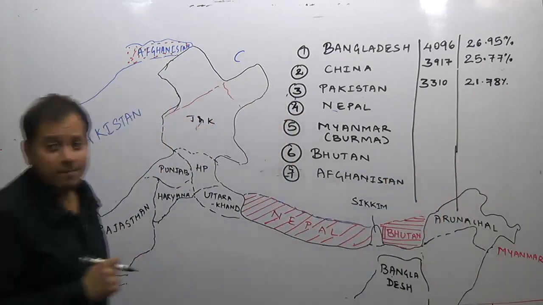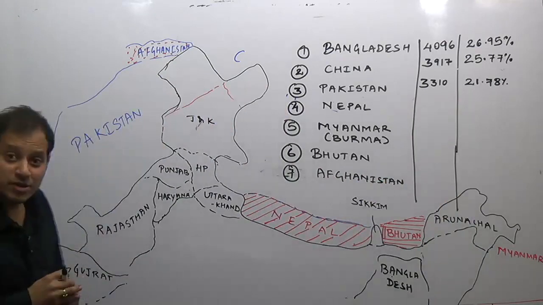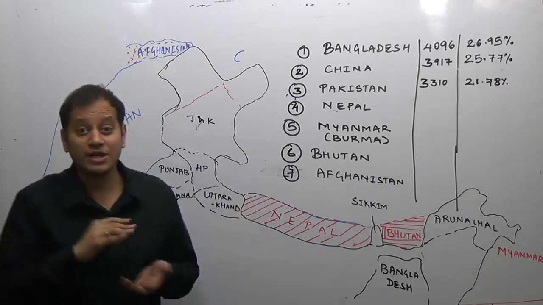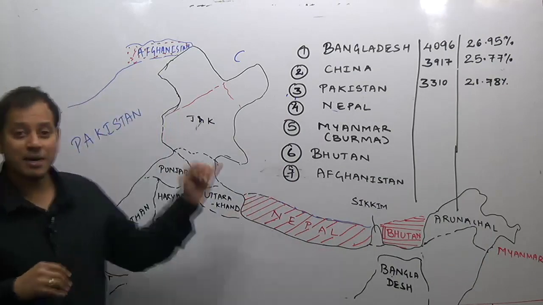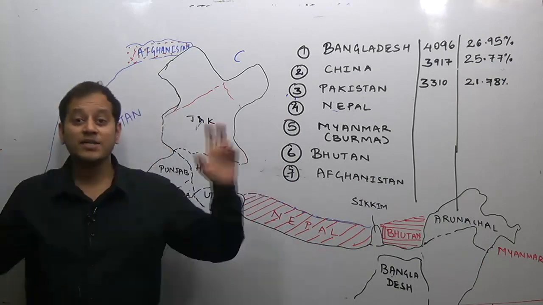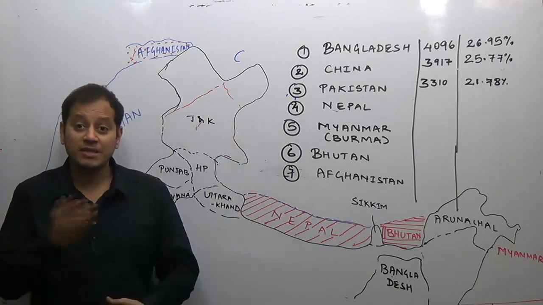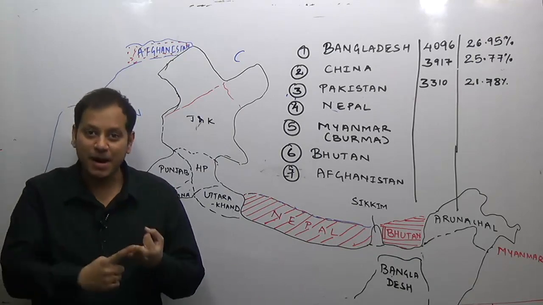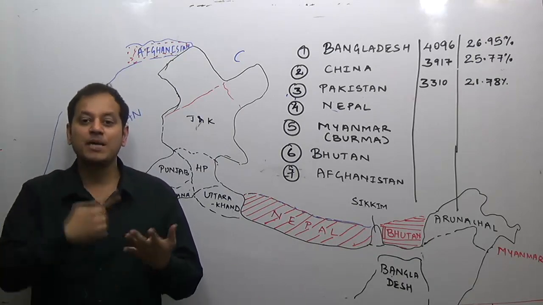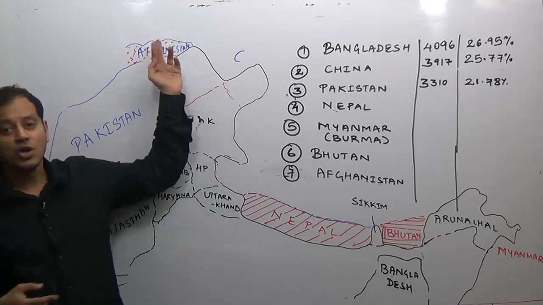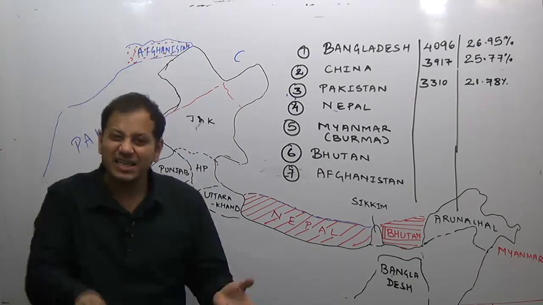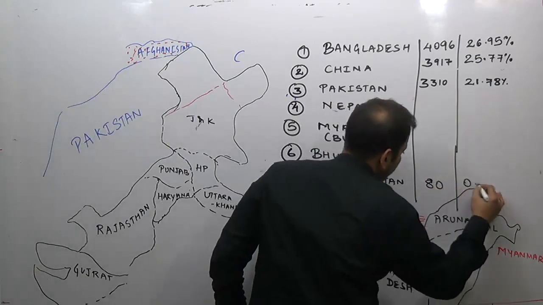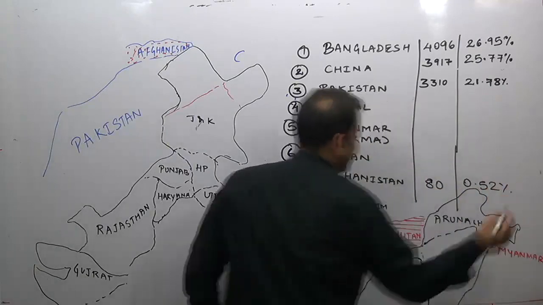So, what are the neighbors of India in terms of land frontiers? Because I am doing land boundaries, I am not taking Sri Lanka into consideration. It is Bangladesh, after that China. We have the maximum boundary with Bangladesh. But China, after that Pakistan, after that Nepal, Myanmar, Bhutan, and Afghanistan. Afghanistan, no doubt, is the smallest. Only 80 kilometers of boundary with Afghanistan, which forms around 0.52% of India's boundary.